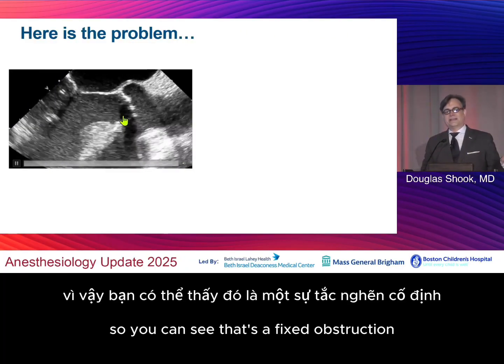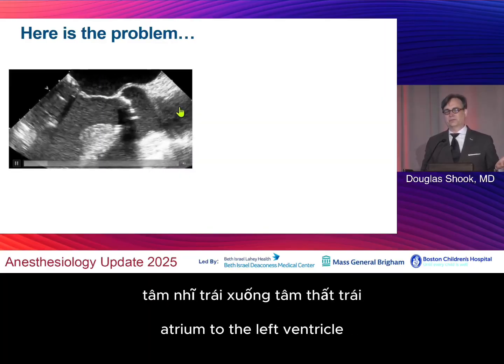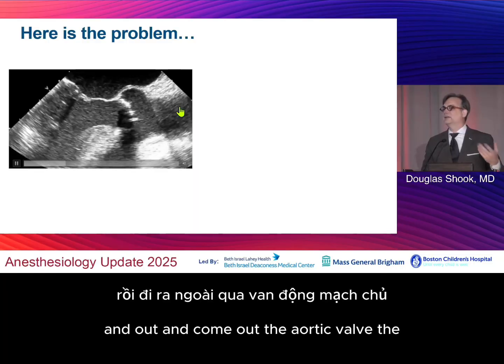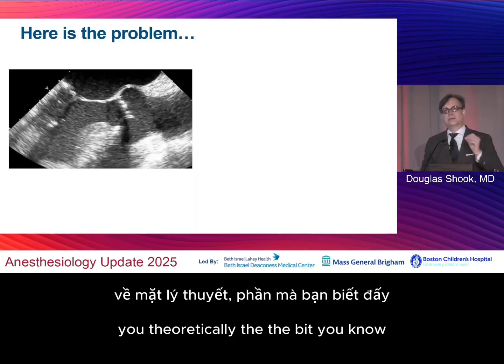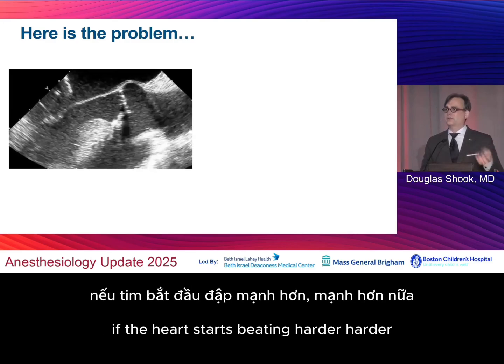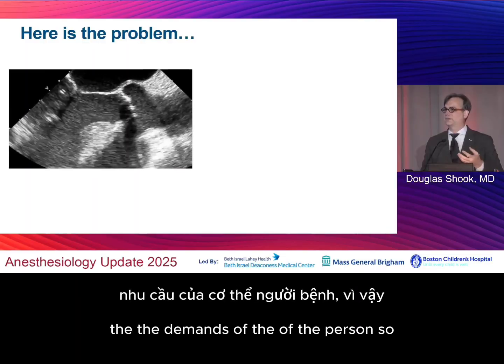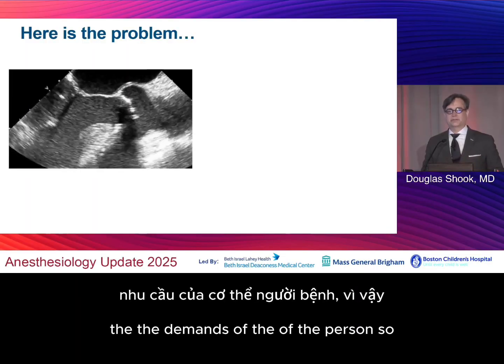So you can see that's a fixed obstruction. It's going to be hard for the blood to flow from the left atrium to the left ventricle and come out the aortic valve. Theoretically, not theoretically, the biggest problem with aortic stenosis is if the heart starts beating harder, the stroke volume doesn't necessarily go up to meet the demands of the person.